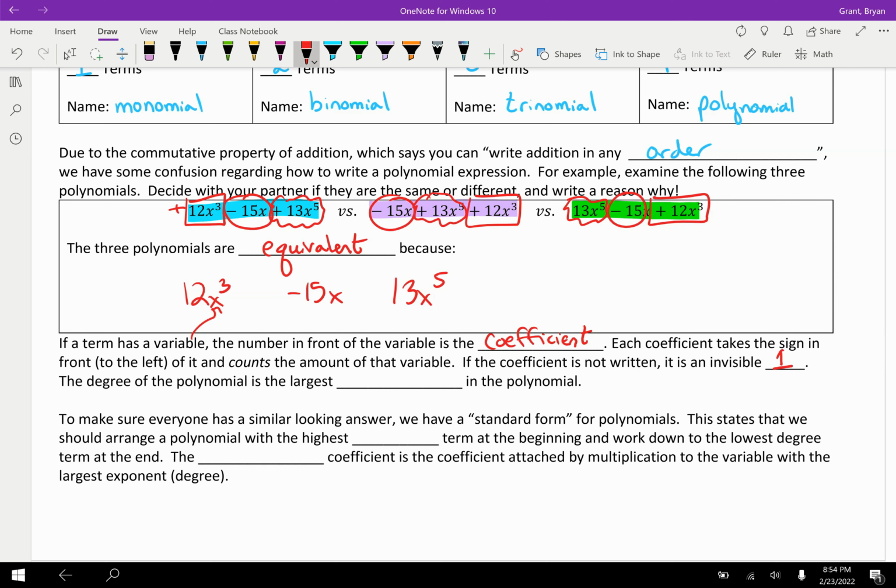New word coming up here for you. The degree of a polynomial is the largest exponent in the polynomial.